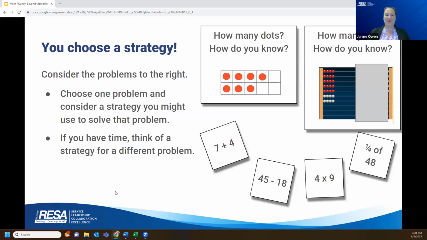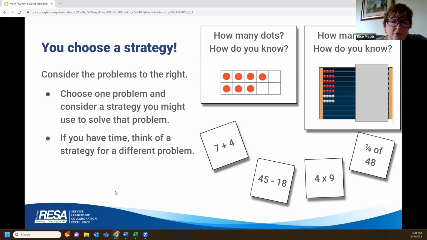Okay, so don't feel like you need to have a fancy name for your strategy. You can literally just describe it, although if you want to give it a fancy name, feel free. But if you don't mind, either in chat or you can unmute, share what is the problem that you chose, and then just tell us what was your strategy? How did you figure it out?